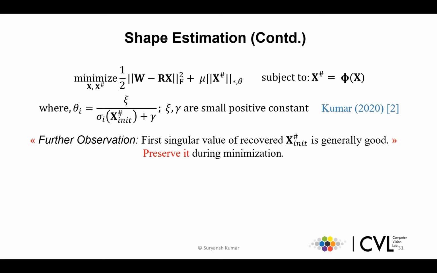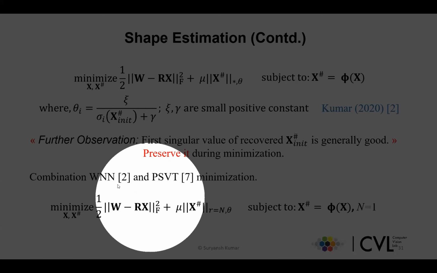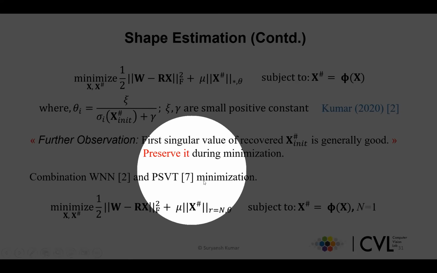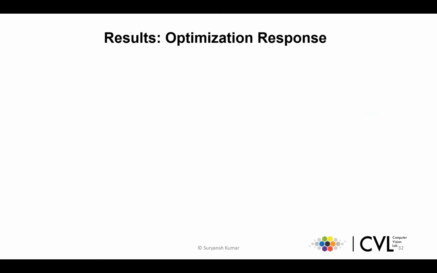Further observation is that the first singular value generally turns out to be good. Why? Because your camera is rigid. You have already, at least rigid component, you have recovered well. So why are you penalizing that again? Let's remove it. So you preserve that first singular value during minimization. And in compressed sensing literature, this is called partial sum minimization of singular values. So I proposed a combination of weighted plus partial. Fair enough. Let's see some results.